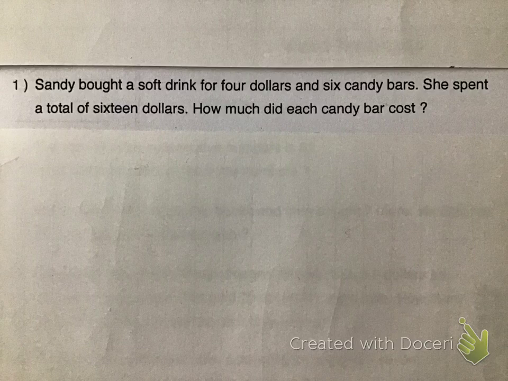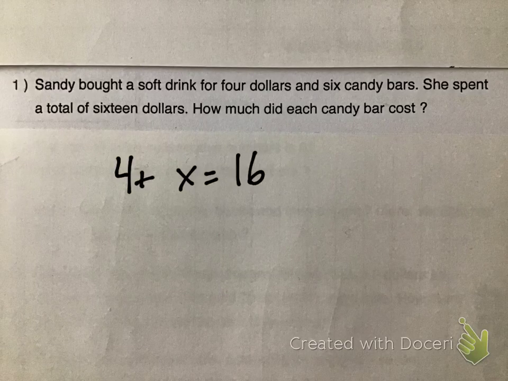Now, it says this. Sandy bought a soft drink for $4 and 6 candy bars. She spent a total of $16. How much did each candy bar cost? Anita, what you get is your equation. 4 plus x equals 16. What do we think about this?